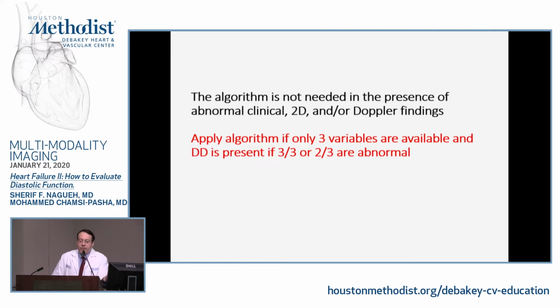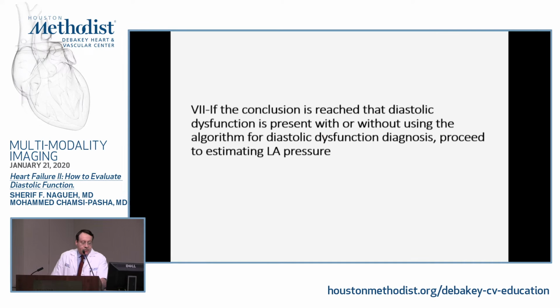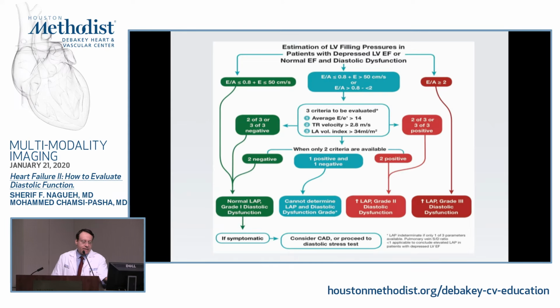So what happens if we have three variables and we don't have four variables? Then you look at what the three variables are telling you, and if the majority of them tell you LAP is up, then LAP is up. If the opposite, then LAP is normal. So now if the conclusion is reached that diastolic dysfunction is present, irrespective of how you arrived at that conclusion, then the next step is to say what the LAP is and then grade diastolic function. And that's the algorithm that is used.